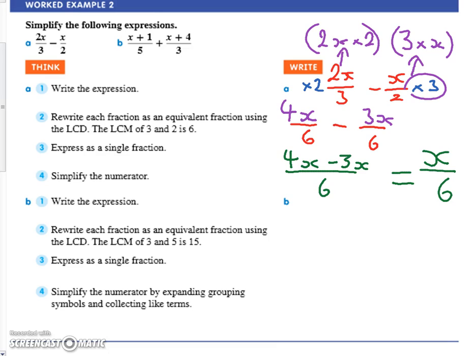This is one of the ones where writing it as a single fraction will make your life a bit easier. So let's have a look at it. First thing I'm going to do is write it up there. So we've got x plus 1 over 5 plus x plus 4 over 3.